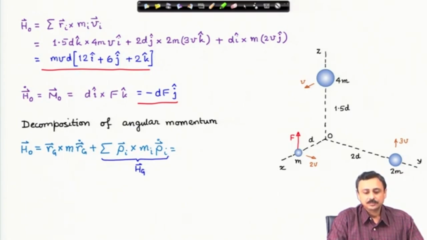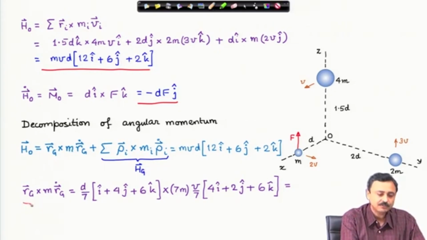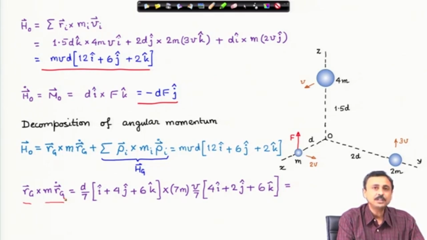Therefore, this is h G, and this total angular momentum about O we have derived earlier. Therefore, we can first find the angular momentum, or the moment of linear momentum, of the motion of the center of mass with respect to O, and that is given by r G cross m r G dot. r G is the position vector of the center of mass, and m r G dot is the linear momentum of the center of mass with the total mass concentrated there.